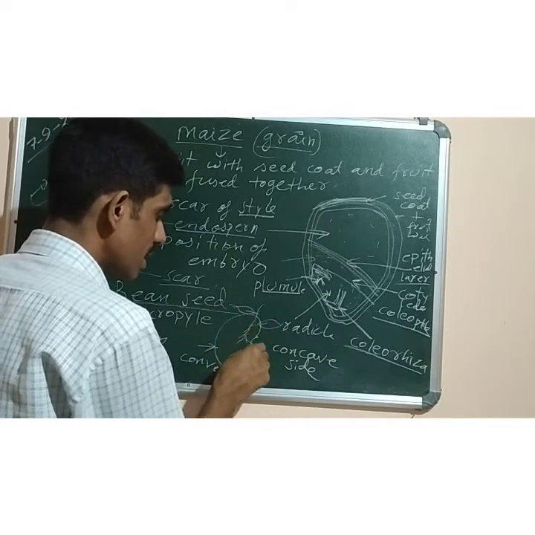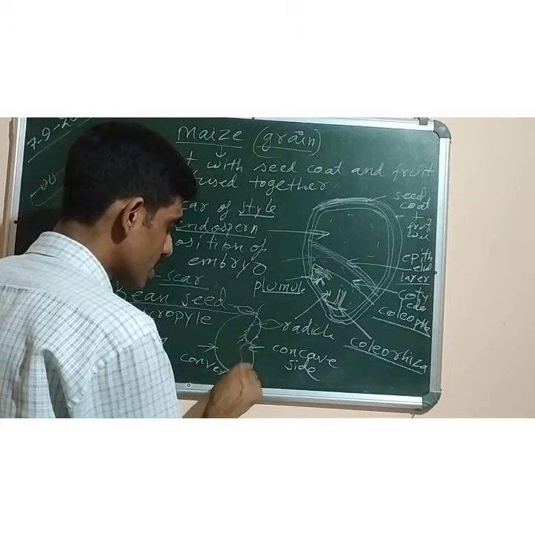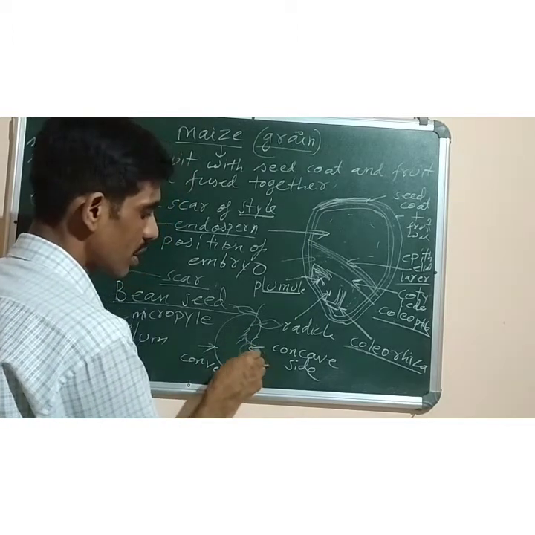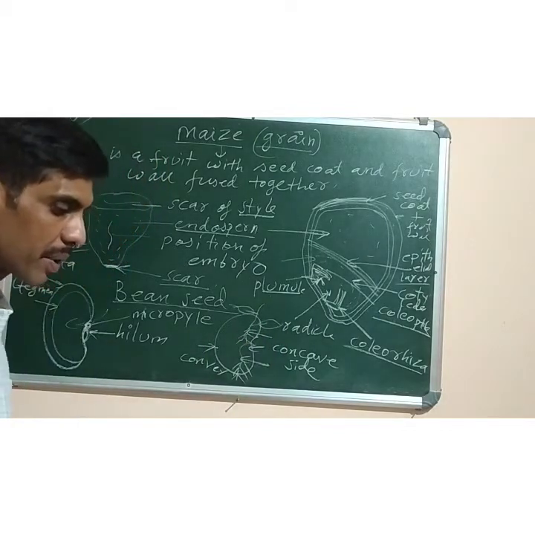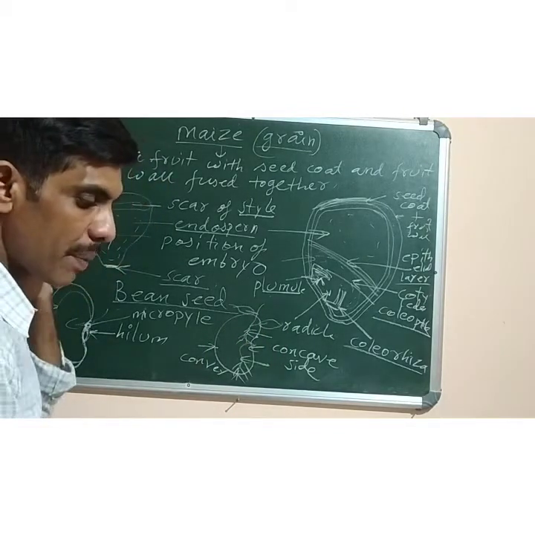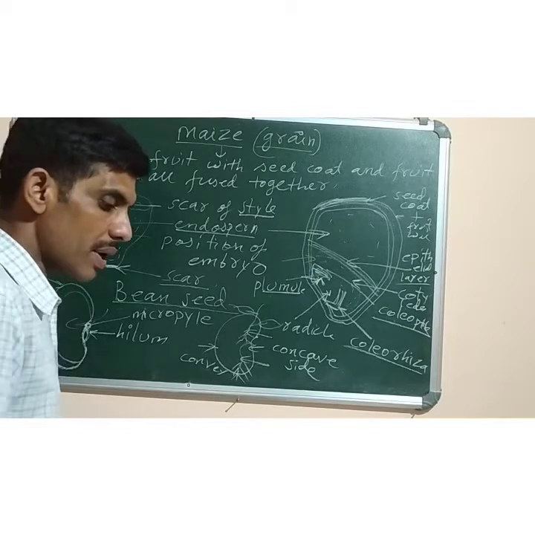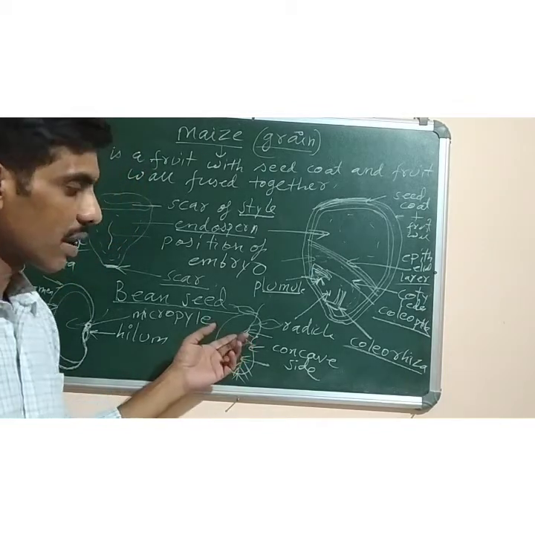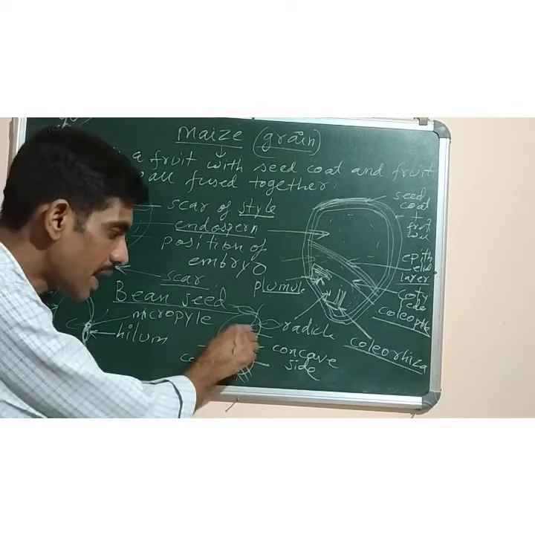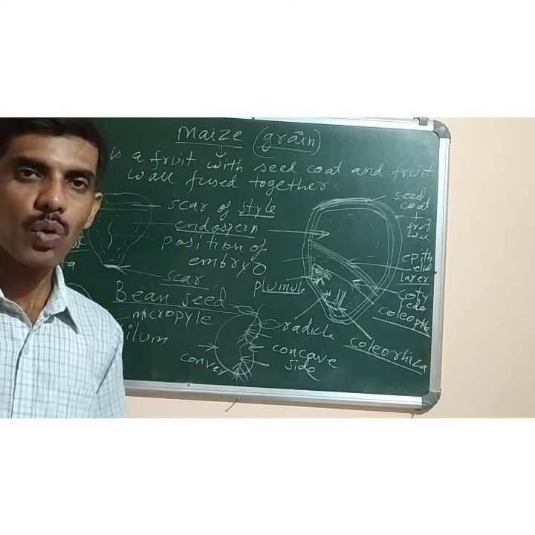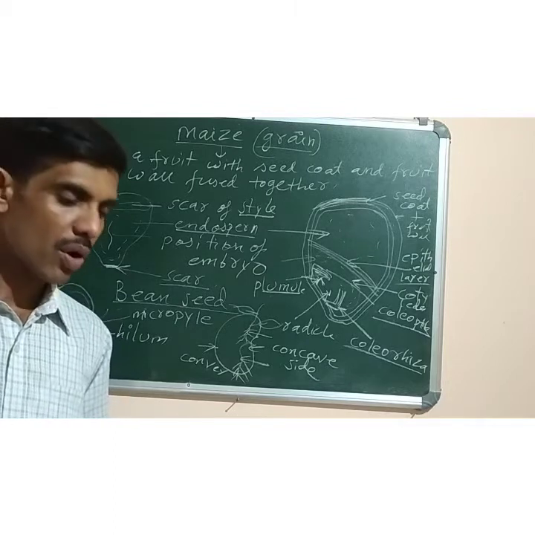Then we have the radicle, which gives rise to the root system that will develop in it. So this is called radicle, and this one is called plumule, the one which is present inside the embryo. Now the hypocotyl and epicotyl: the hypocotyl is that part, hypo means below, cotyl means cotyledon, so that part of the embryonal axis which is present below the cotyledons.